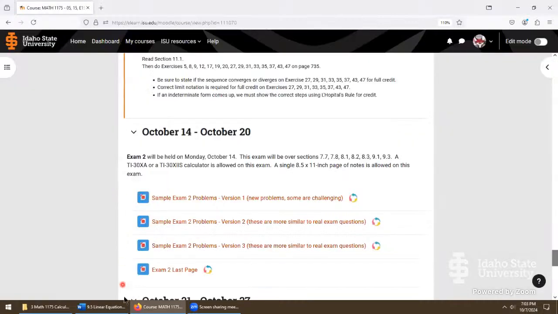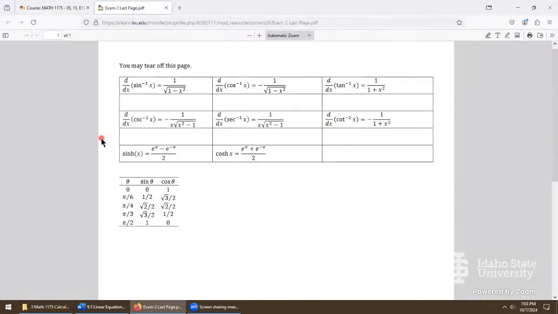Like we mentioned, we'll be doing the same exact pattern on every single exam, and the last page on the exam is going to be pretty much the same on all the exams. It's the esoteric derivatives that are easy to forget, and quadrant 1 of the unit circle diagram for trigonometric evaluations if they come up.